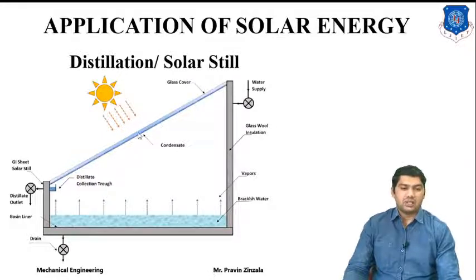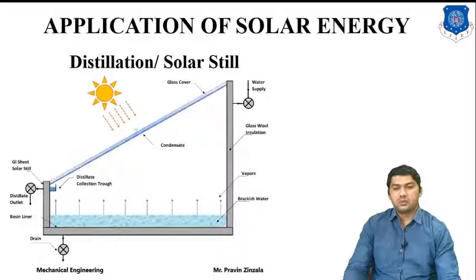Due to the condensation, vapor will be converted into water and the water will be deposited on the surface of the glass. Due to the inclination of the glass, water will flow to the bottom and we will collect the water from here, and it will be nearly 100% pure water.